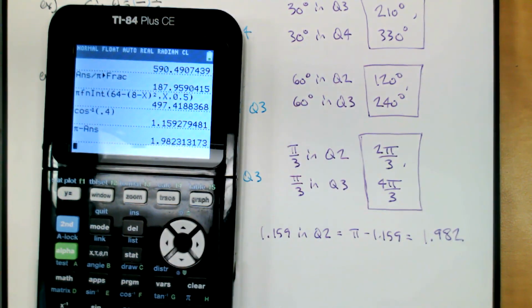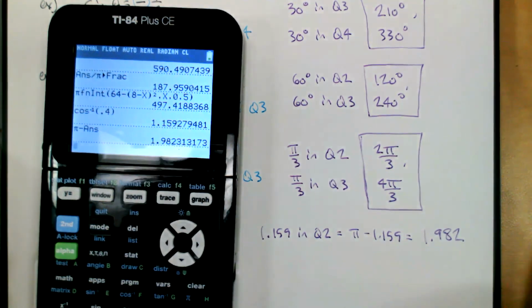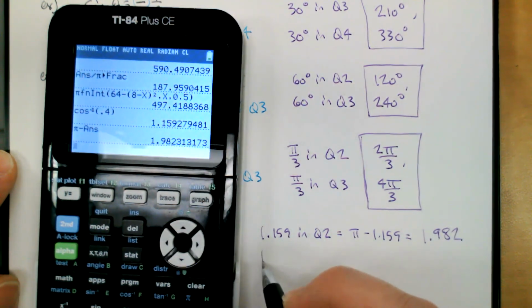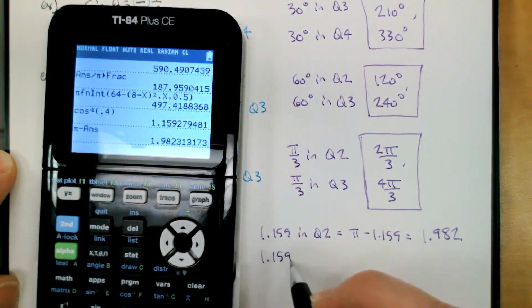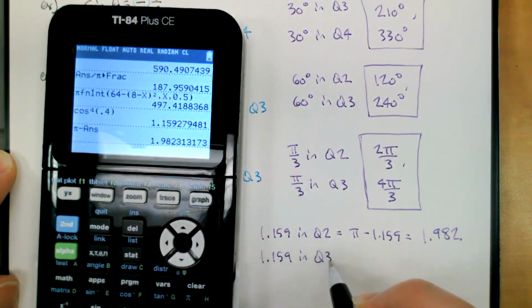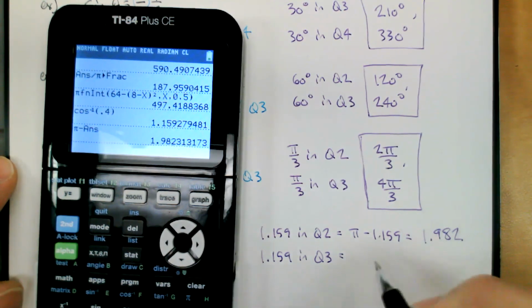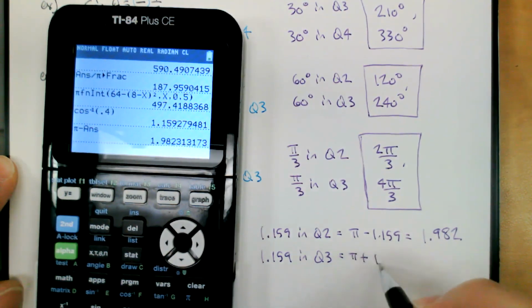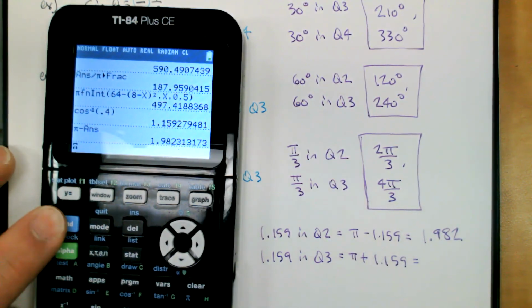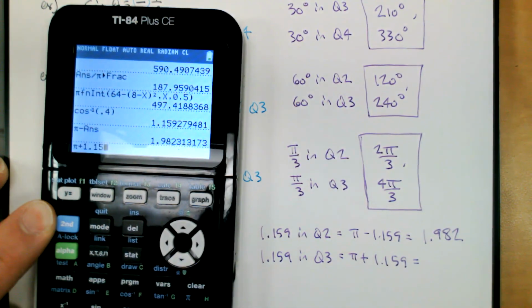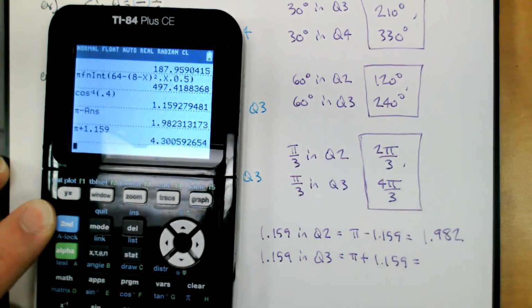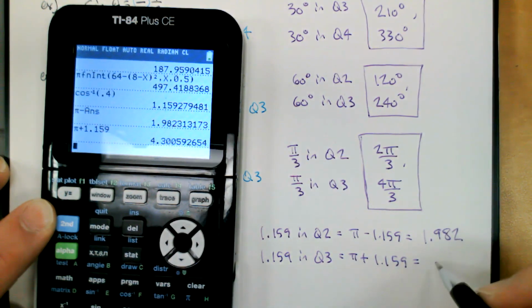Pi is 3.14, so 3.14 minus 1.159 is 1.982. That's reasonable. But then I need the 1.159 in quadrant 3. So that's going to be pi plus the 1.159. That'll be 4.301.